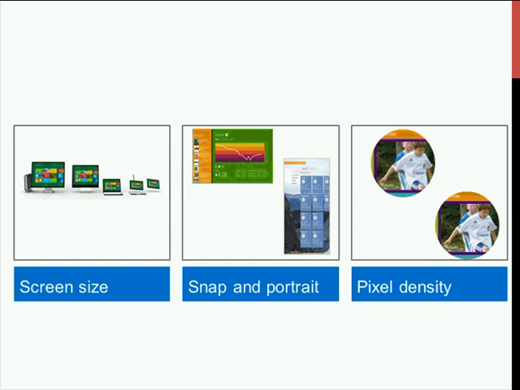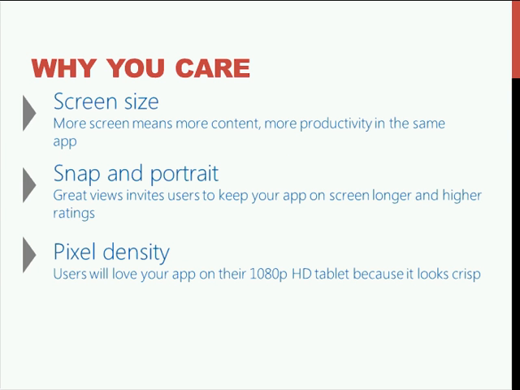Here are the three things that you need to take into account if you're building an application for Windows 8. It's the screen size, which I just talked about. Snap and portrait, which is an issue to take into account for any kind of tablet that you're building an application for, and also the pixel density. So think about the things that I've talked about last time in taking pride in your craftsmanship, making sure that everything is perfect. And I think being pixel perfect is the tip of the best that you can do. So why would you care about screen size?